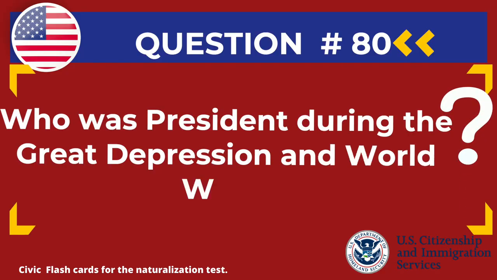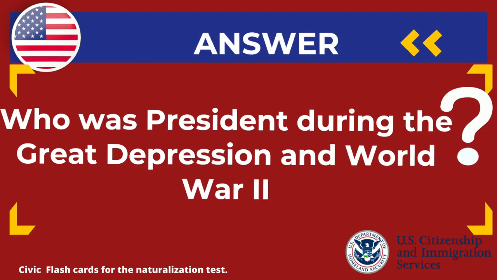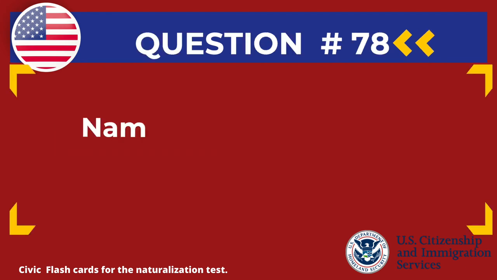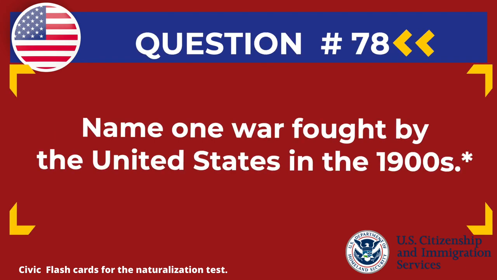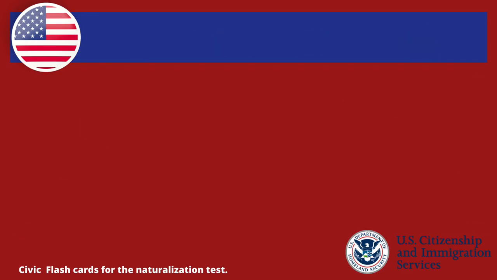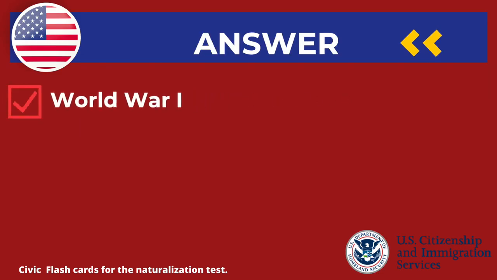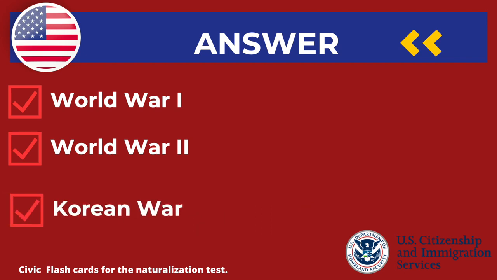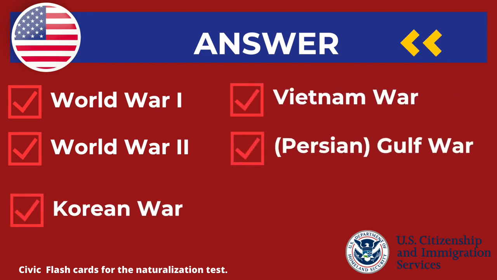Who was president during the Great Depression and World War II? Franklin Roosevelt. Name one war fought by the United States in the 1900s. World War I. World War II. Korean War. Vietnam War. Persian Gulf War.